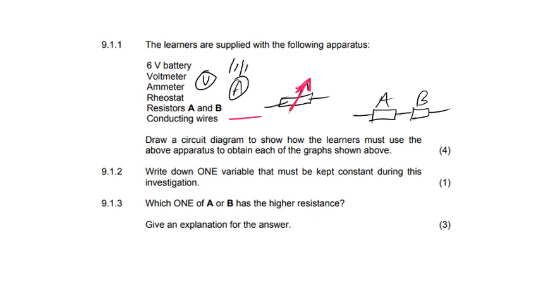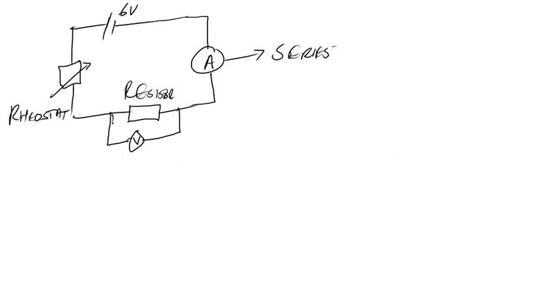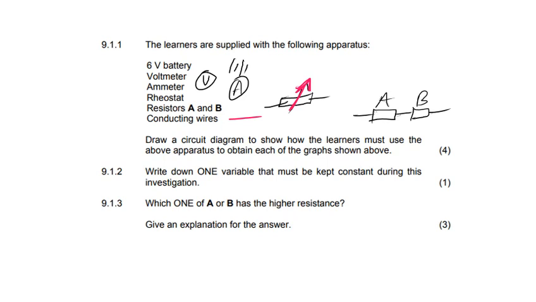Okay, so let's move to the next question. The second one, 9.1.2, says write down one variable that must be kept constant. So we go back to Ohm's law. Remember in Ohm's law, the potential difference in a conductor and the current through the conductor are directly proportional when the temperature is constant. Remember, they said it's Ohm's law.